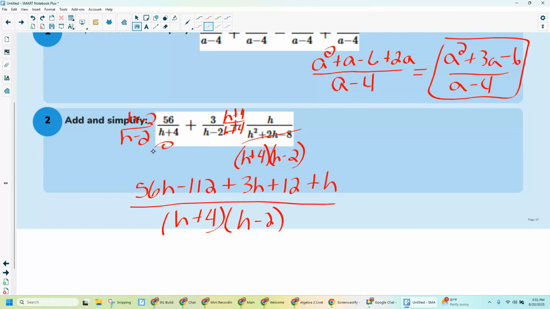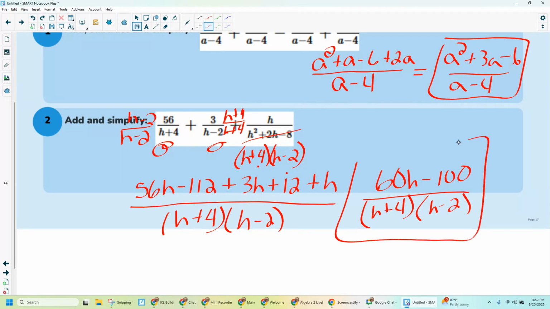Just because these two matched, these two, they didn't match. They have one of the factors. They have to have both of the factors to be common. Okay? So let's go ahead and combine our like terms here. 56h plus 3h plus 1h gives me 60h's. Negative 112 plus 12 gives me negative 100. All of that over h plus 4 times h minus 2. Final answer.